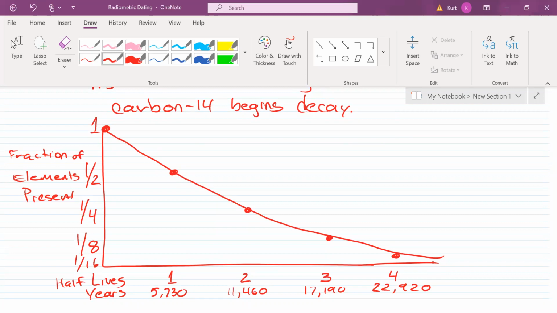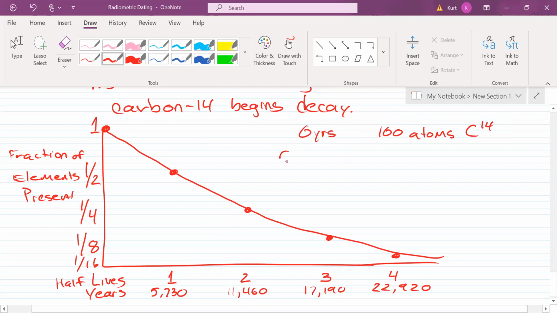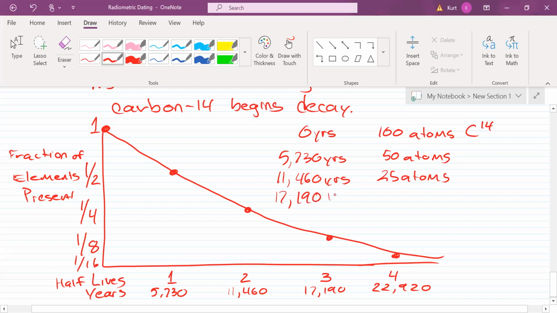So just hypothetically speaking, let's say that in my body, when I was living, I should have had 100 atoms of carbon-14. Okay? That would be at 0 years. So I died then. At 5,730 years, I should have 50. That's 1 half-life. At 11,460, that is 25 atoms. That's 2 half-lives. At 17,190 years, that should be 12.5 atoms. That's 3 half-lives. And at 22,920 years, that's about 6.25.